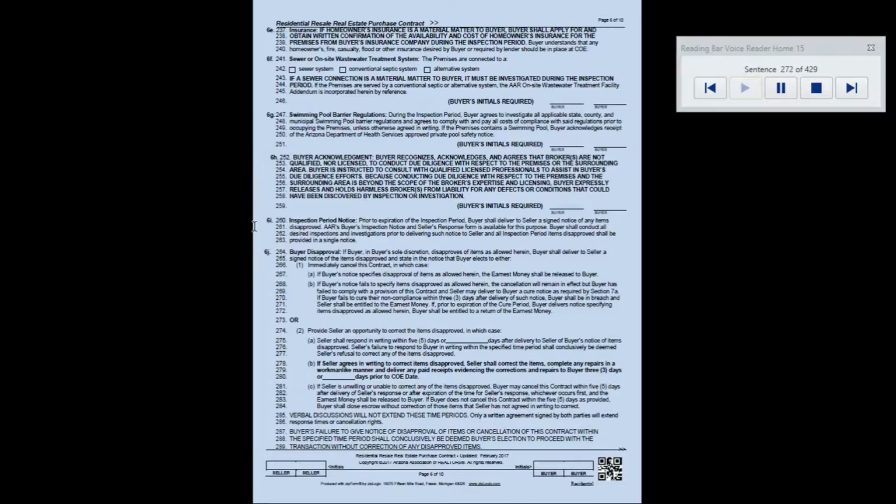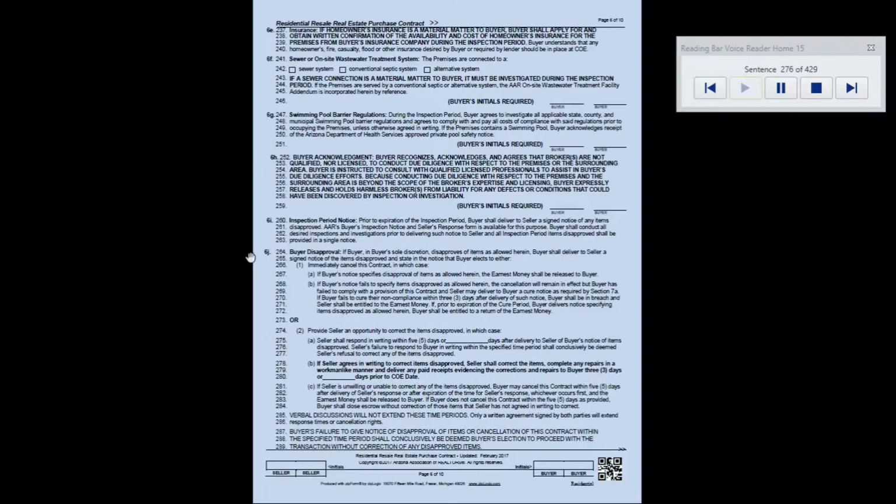6I. Inspection period notice. Prior to expiration of the inspection period, buyer shall deliver to seller a signed notice of any items disapproved. AAR's buyer's inspection notice and seller's response form is available for this purpose. Buyer shall conduct all desired inspections and investigations prior to delivering such notice to seller, and all inspection period items disapproved shall be provided in a single notice.